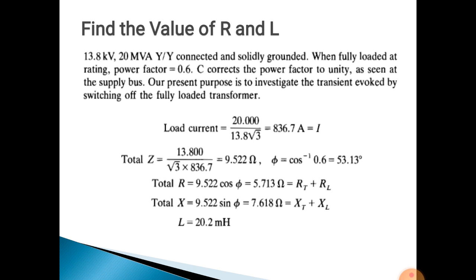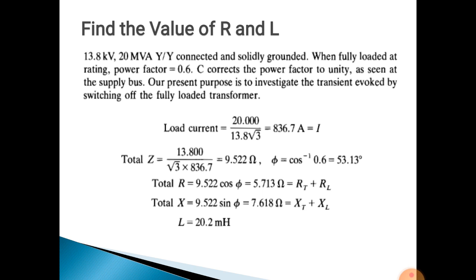Already I told you the capacitance is used to improve the lagging power factor and support the voltage. So next we have to find the value of load current. Load current is equal to kVA divided by root 3 into kV. In this example, we substitute kVA equal to 20 into 10 power 3, divided by 13.8 into root 3. Finally we get the load current I equal to 836.7 amps.